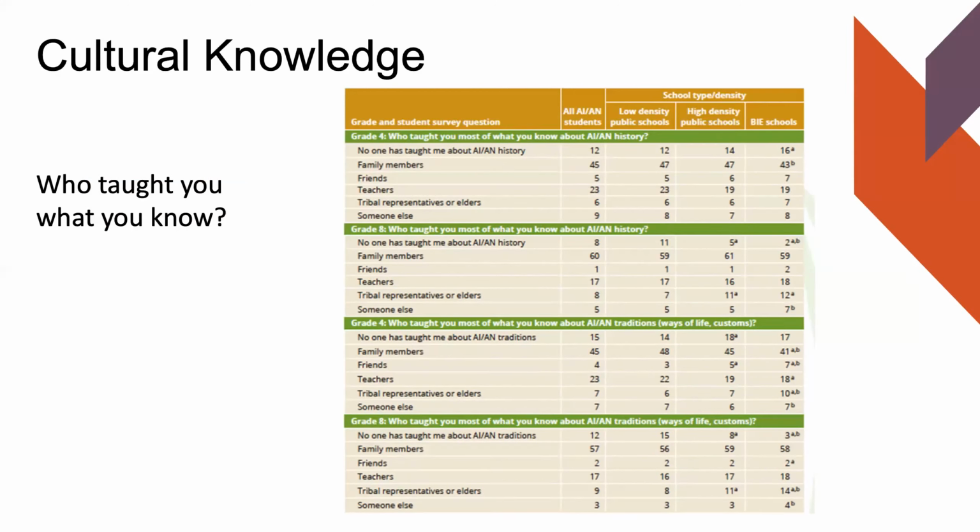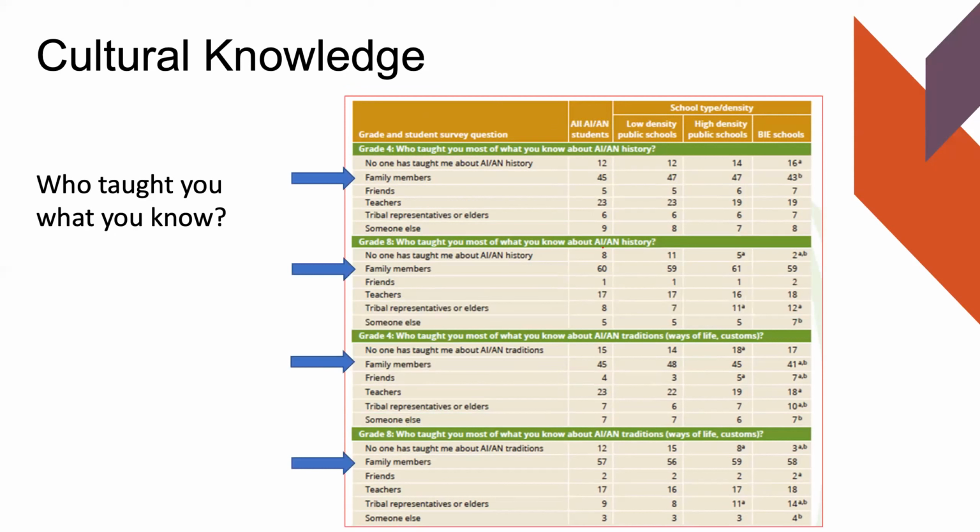What's interesting though is when you ask them who taught you what you know, and this again comes back to that study by Freiberg. It shows that family members are the teachers, who have the knowledge. And you can clearly see that, at both the 4th grade level and the 8th grade level, where the students are learning about their history or their traditions and customs and cultural pathways, family members are the primary providers of that knowledge, right?